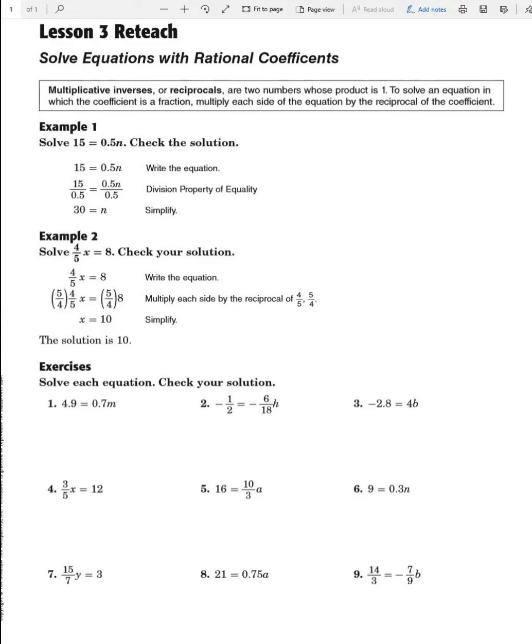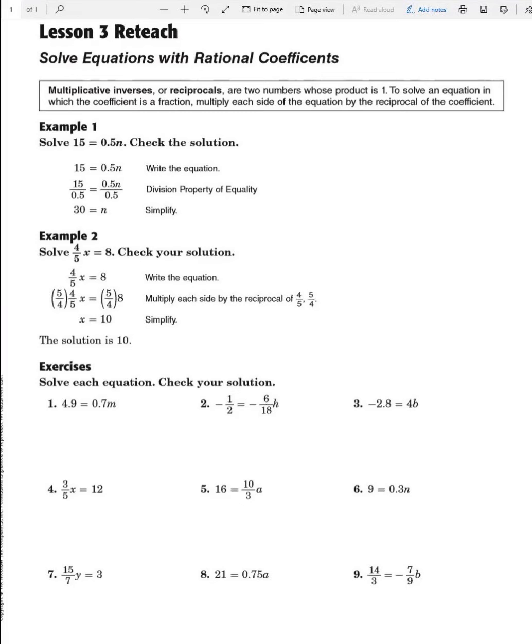Hi again, this is Miss Muller here to review how to solve one-step equations with rational coefficients. A rational coefficient is a coefficient that is either a decimal or a fraction.